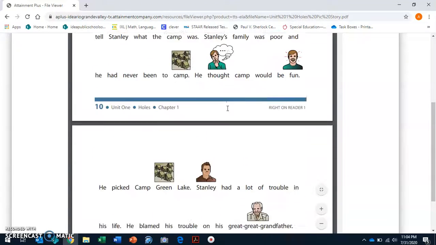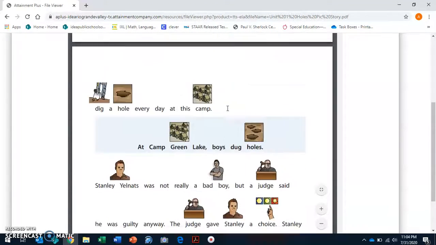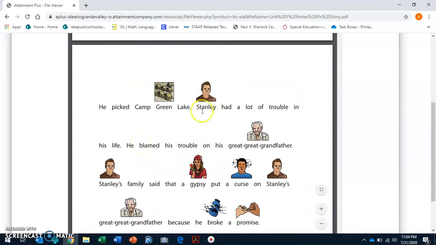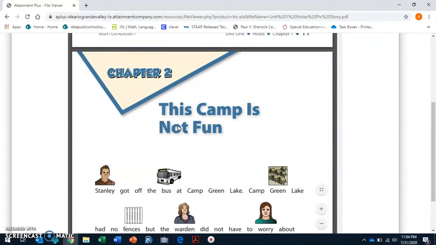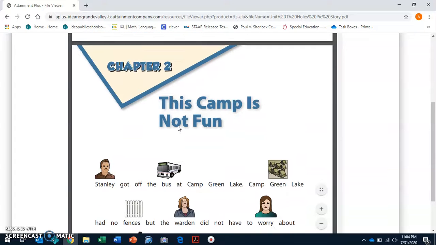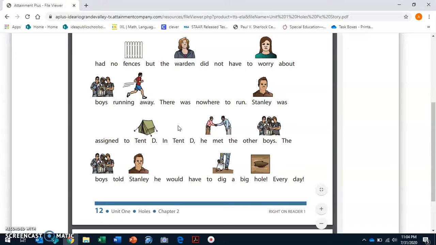So here there's 3 pages. You would do a question that had to do with this page, a question for this one, and then a question for this one. Sometimes the stories are really long, like 5 pages. You can do 2 one day and then the other 3 the next. But you will always have questions for the day.